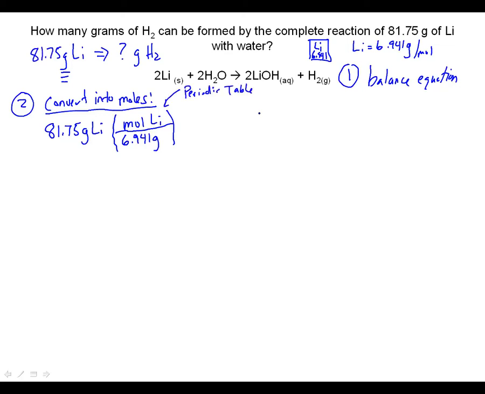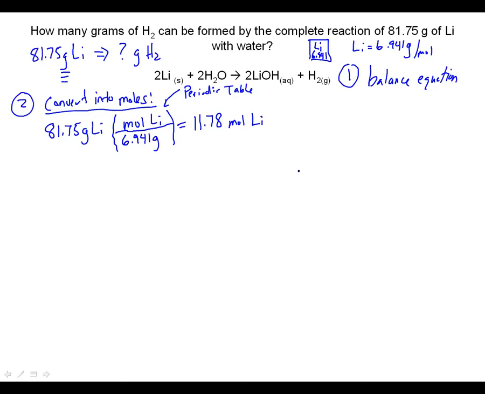If we do that calculation there, 81.75 divided by 6.941 gives us 11.78. I'll take it to a couple of digits at this point. 11.78 moles of lithium. So that is step number 2. Step number 3, again, is the stoichiometry part.